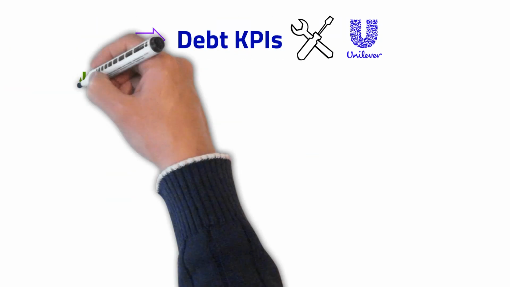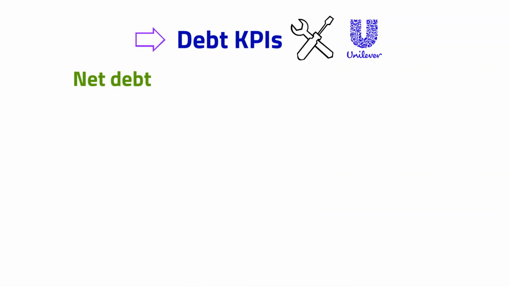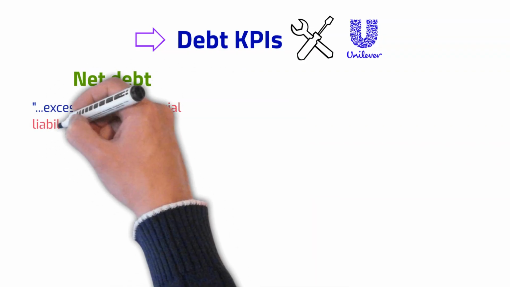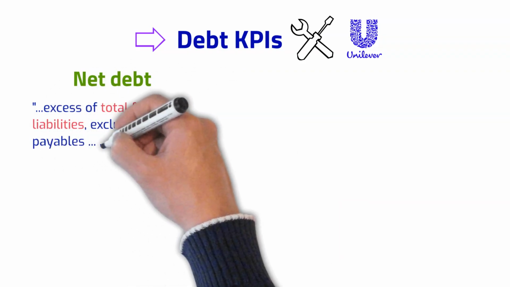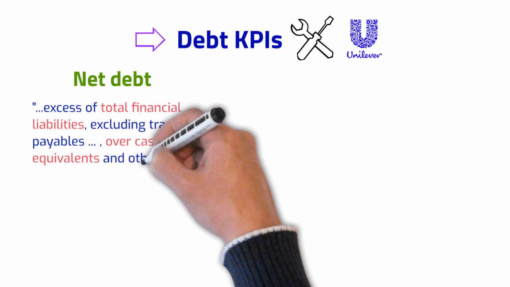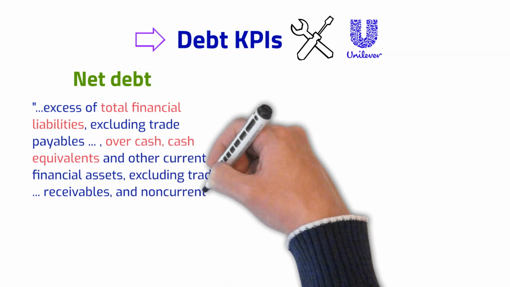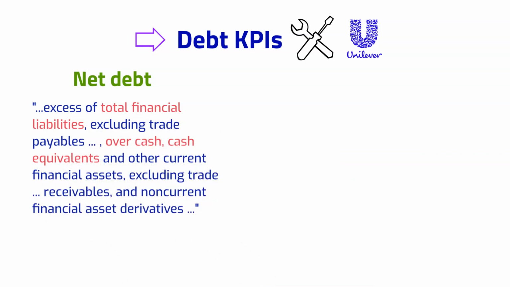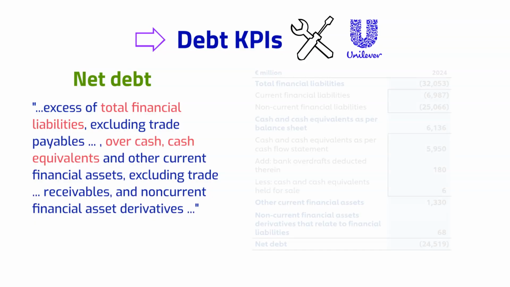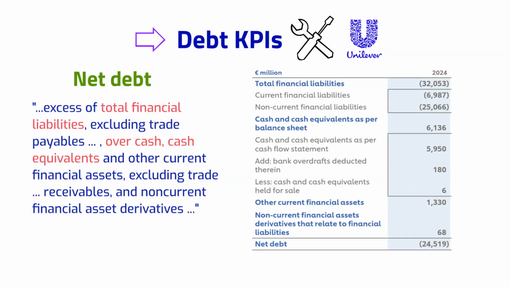Now, a quick look at the KPIs related to the loans. Unilever reports net debt. On page 45, the company defines it as the excess of total financial liabilities, excluding trade payables and other liabilities, over cash, cash equivalents, and other financial assets, excluding trade and other receivables, and non-current financial asset derivatives that relate to financial liabilities. Here, Unilever also shows the structure. As of December 2024, Unilever's net debt was 24.5 billion.